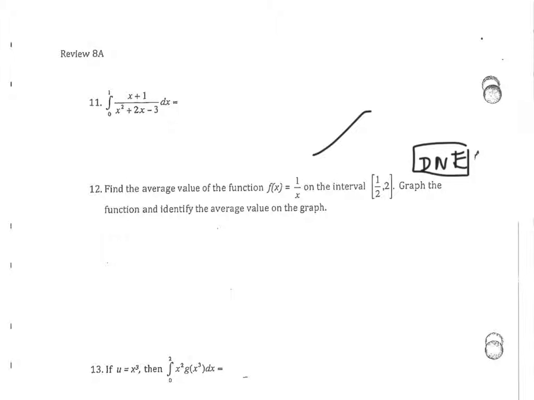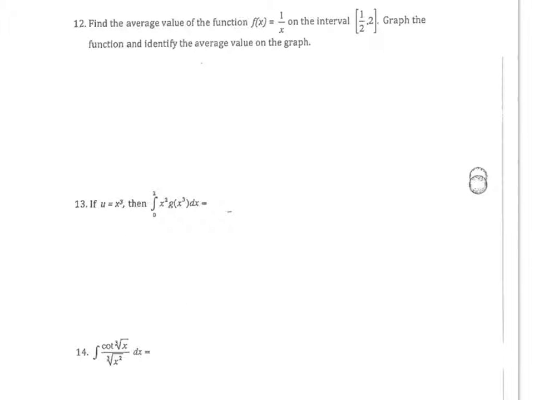And get rid of this. Find the average value. That's your 1 over b minus a. And then you integrate. I have 2/3 ln 4 as an answer. Okay.